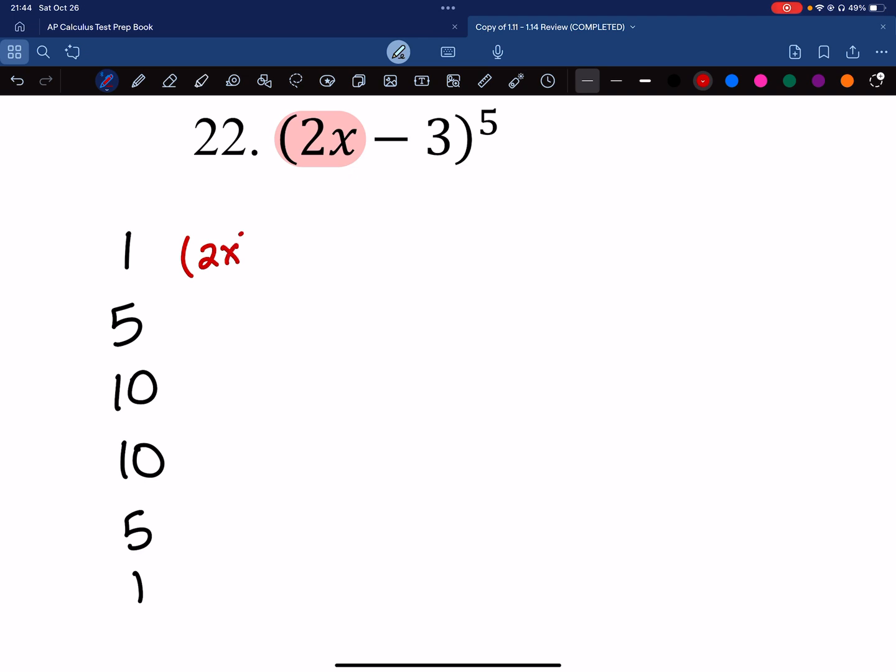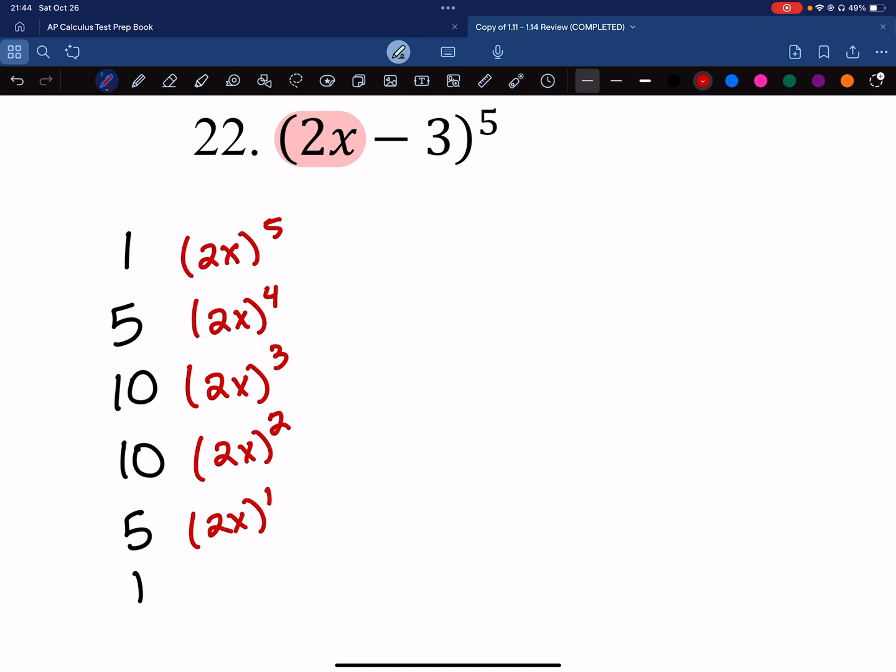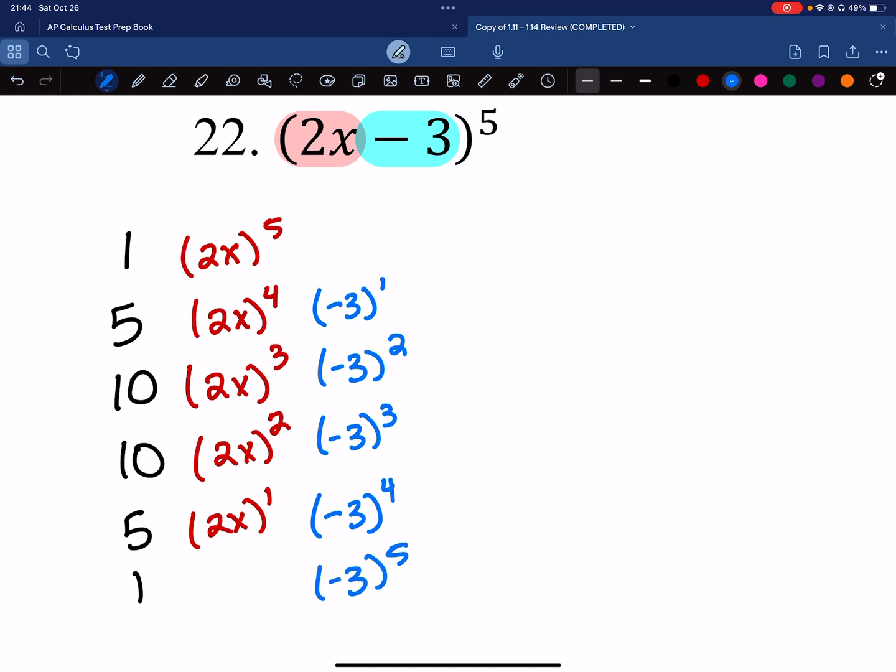So 2x to the fifth, 2x to the fourth, 2x to the third, 2x to the second, 2x to the first, and then no 2x. My last term is a negative 3. So that's going to be no negative 3, then negative 3 to the first, negative 3 to the second, negative 3 to the third, and negative 3 to the fourth. And last but not least, negative 3 to the fifth. So you just multiply these out.